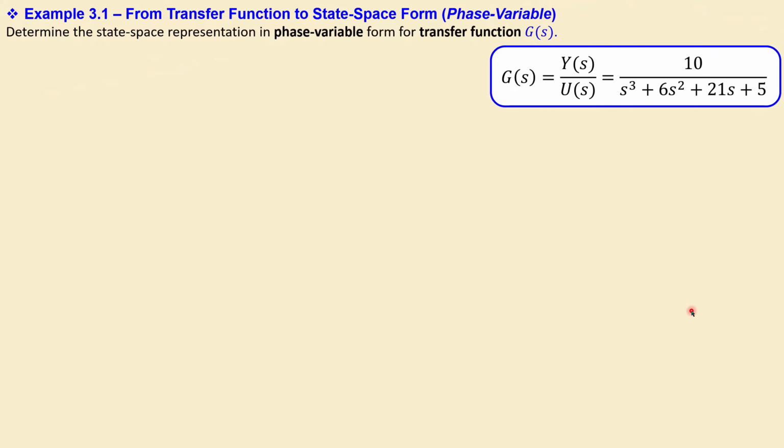Now let's also look at an example that will, of course, make it easier to grasp this material. Now we go from a transfer function to state space form. In this case, I discuss only the phase variable form because we have infinitely many forms of state space representations. This is the transfer function we will discuss here. This is a third order system, so 10 over s cubed plus 6s squared plus 21s plus 5. Now determine the state space representation in phase variable form for this transfer function.